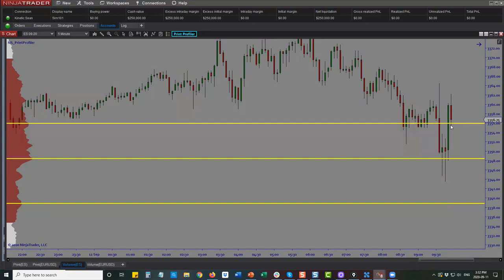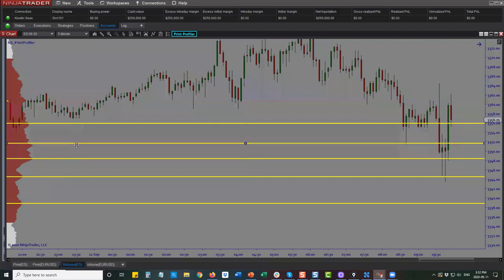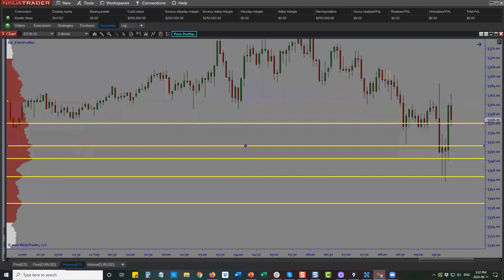So if you're drawing your areas in the wrong location, see this node up here is actually quite big as well. If you're drawing levels on the wrong areas of a profile, you're not going to get the right information. So if you just randomly think, well, I think that looks like an area of importance, this, and that, it's not happening. Okay, you can see the reaction to the high volume peaks here. If I just draw the lines of the high volume nodes, in fact, even this one here was quite substantial, right? You can see how the market responds.